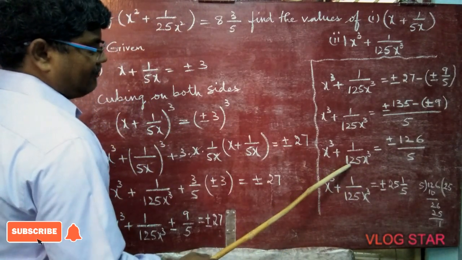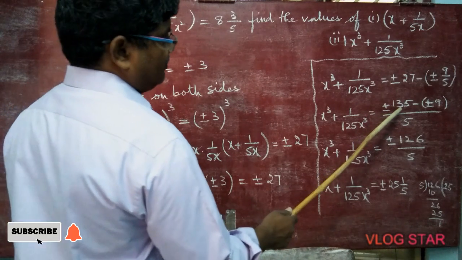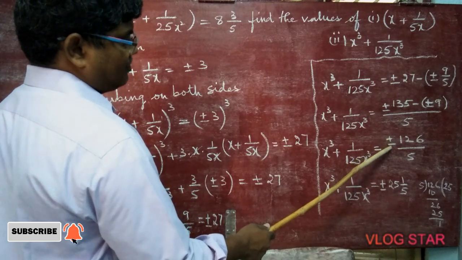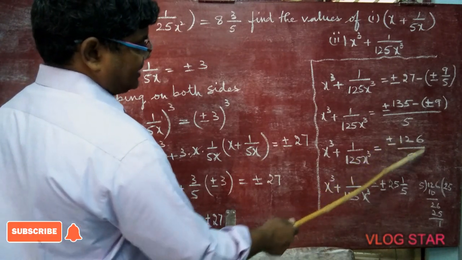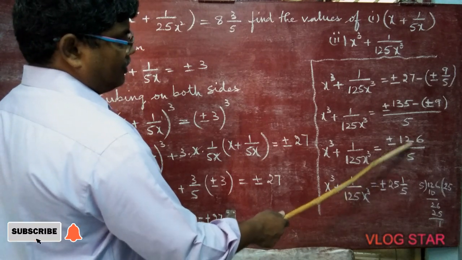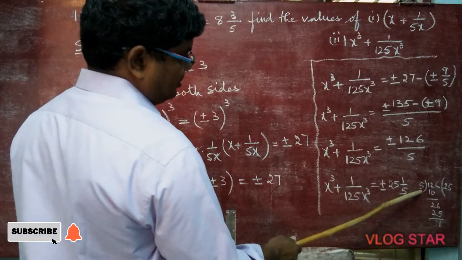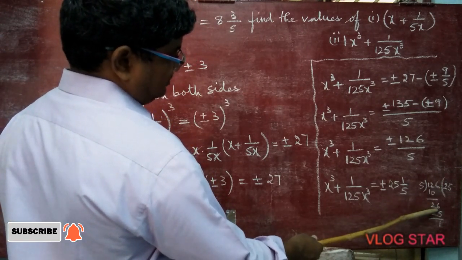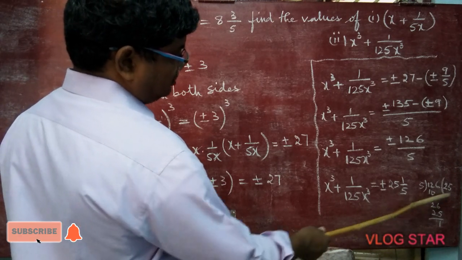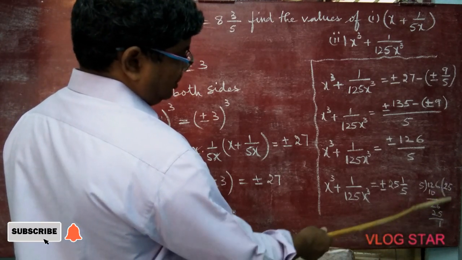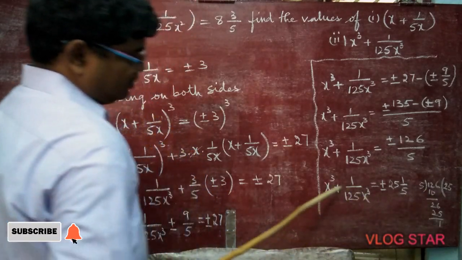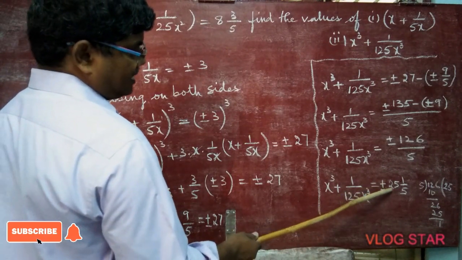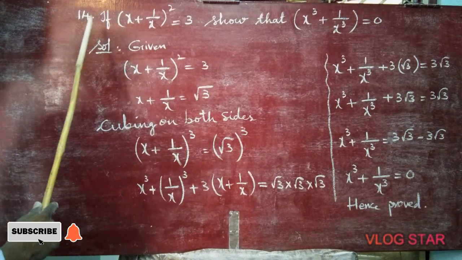x cube plus 1 by 125x cube is equal to, if you subtract 135 minus 9, 126. So what is the sign? Plus or minus 126 by 5. This is an improper fraction, change into a mixed fraction. 5 2s are 10, from 12 if you subtract 10, 2 you will get. 6 comes to the denominator down. 5 goes 5 5s are 25 and 1 remaining, 25 1 by 5. Therefore x cube plus 1 by 125x cube is equal to plus or minus 25 1 by 5.